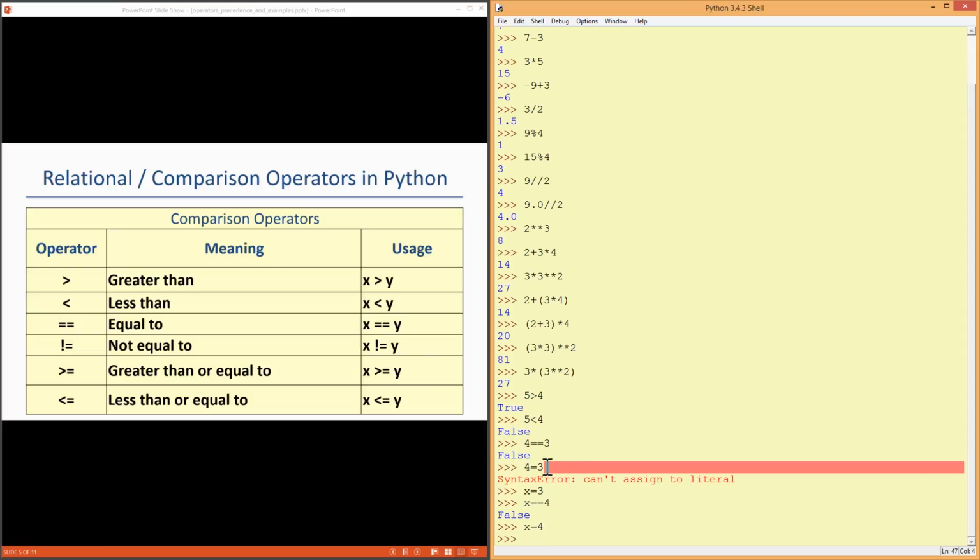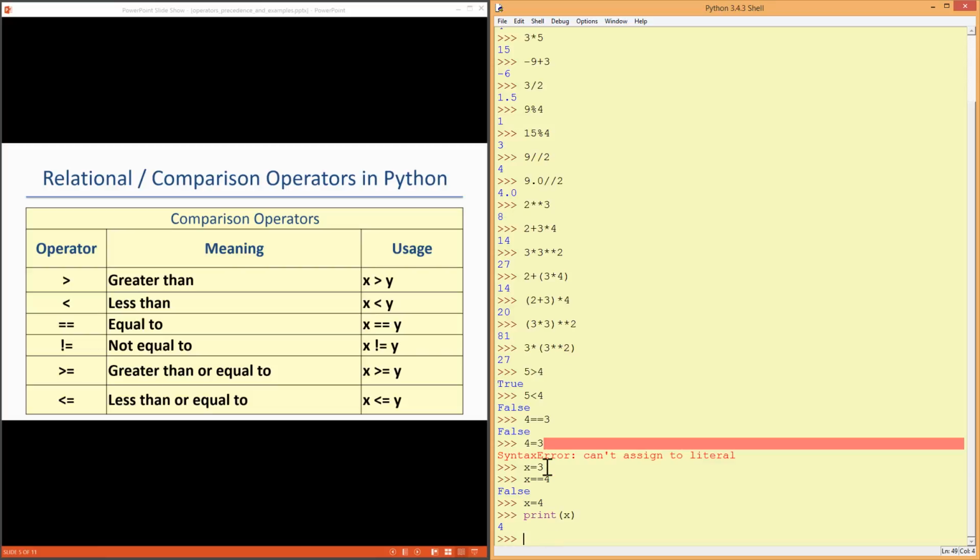Now, guess what happens? In this case, the value of x, which they think is 3, becomes 4. So if I print it, you will see that the value of it changed to 4. Even though that was not your intention, you were going to ask if x is equal to 4. So make sure again that anytime you want to use the equality comparison, you use two equal signs and not one.